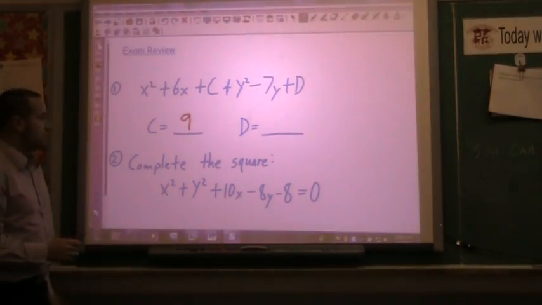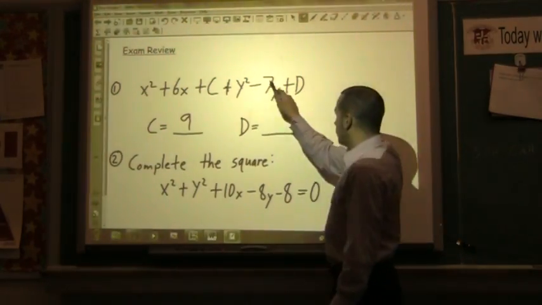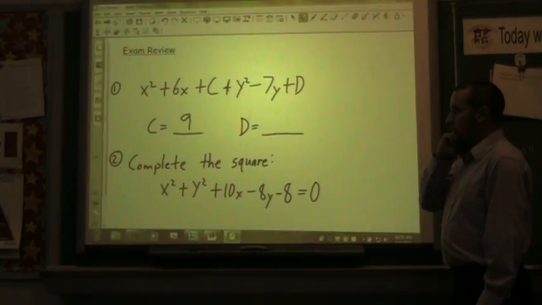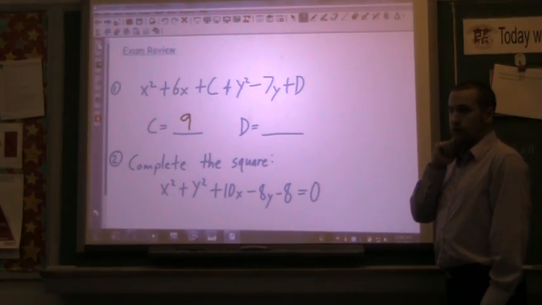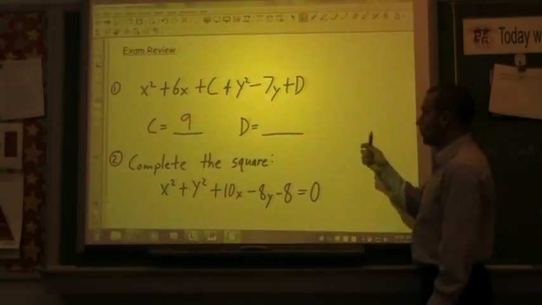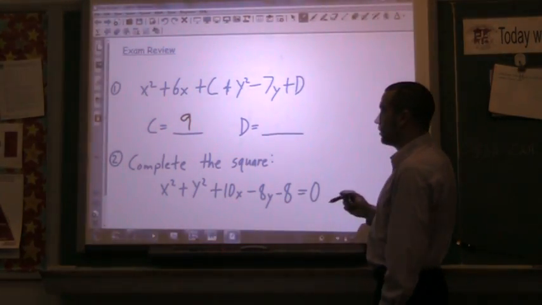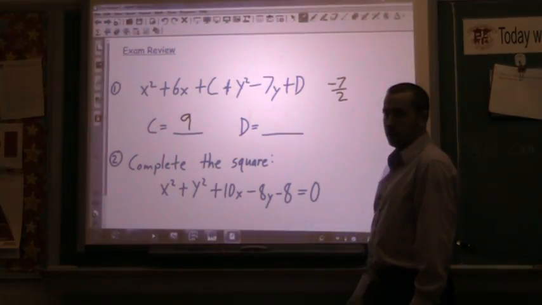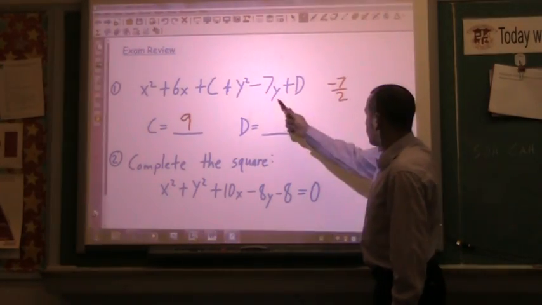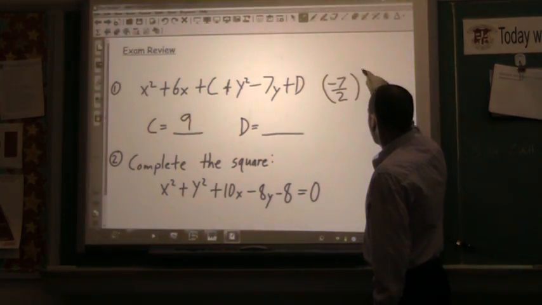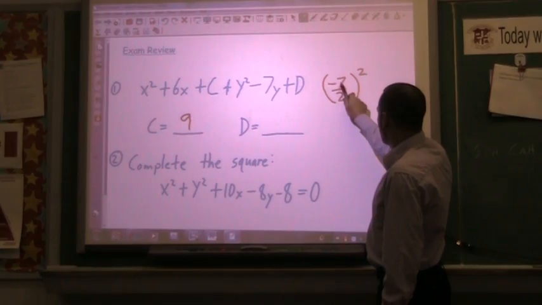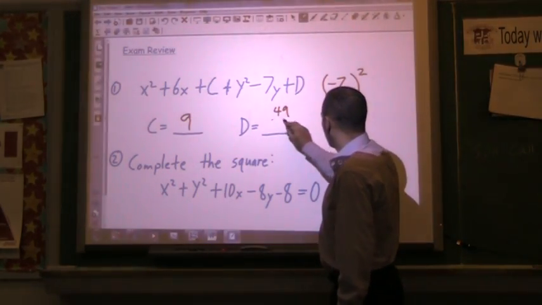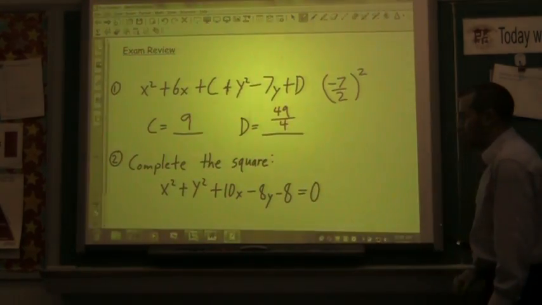Now for D, it's a little harder. Half of -7, well, that gives you a decimal. And we don't want to work with decimals and trying to square decimals, but I can write -7 as a fraction, dividing in half as -7 over 2. Okay? So there's -7 divided in half, and you square it. So -7 squared is going to give me 49. 2 squared is going to give me 4, so you get 49 over 4.